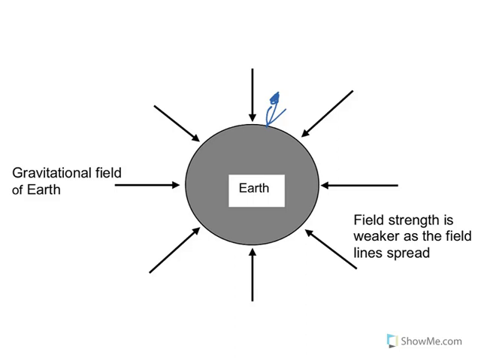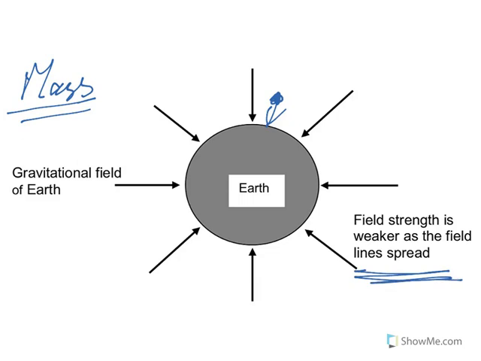The thing about the Earth and the ball is that they have mass. Because there's mass, there's some sort of attraction that goes on, and physicists have termed that particular attraction gravitational attraction. This over here says the field is weaker, the field lines spread, so the further you get from the Earth, the gravitational field strength of the Earth gets less.